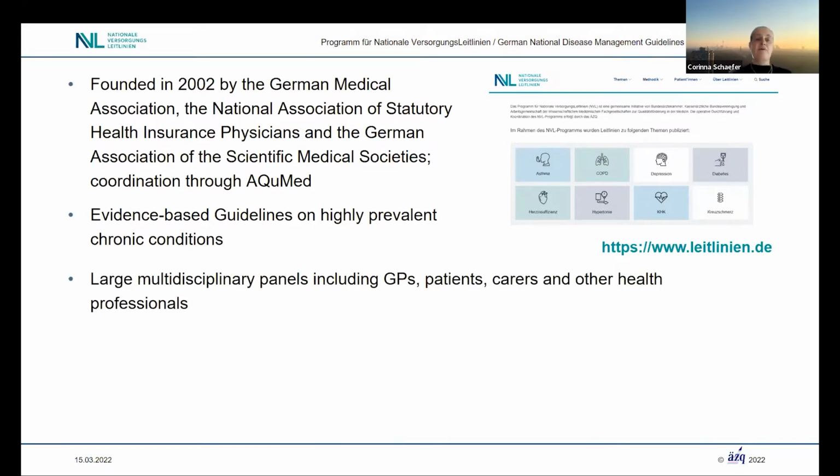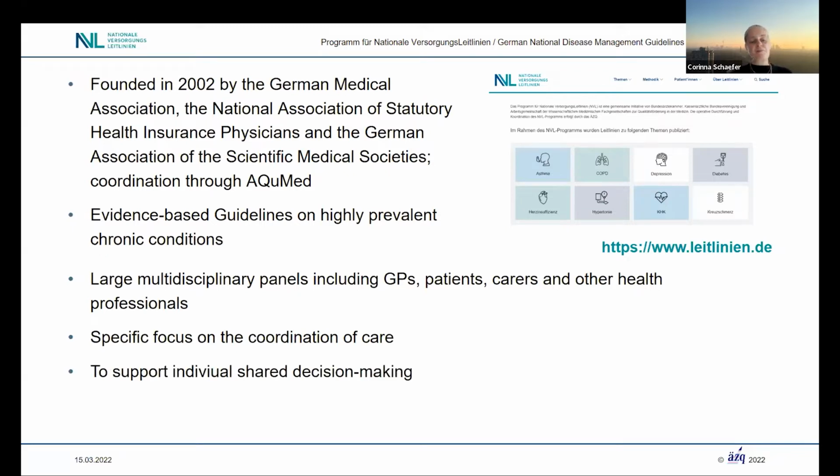We work with large multidisciplinary panels, always including GPs, patients, carers, and other health professionals like physiotherapists or psychotherapists or whatever is important. We have a specific focus on the coordination of care. We want to support individual shared decision-making as well by providing also patient information, and we're to inform the German disease management programs. So this is where I come from.